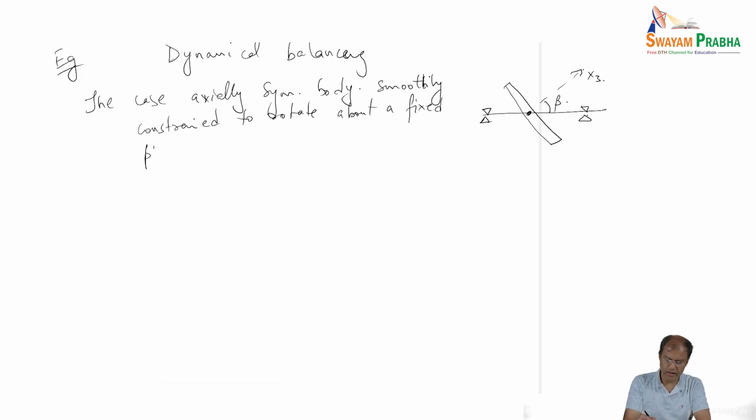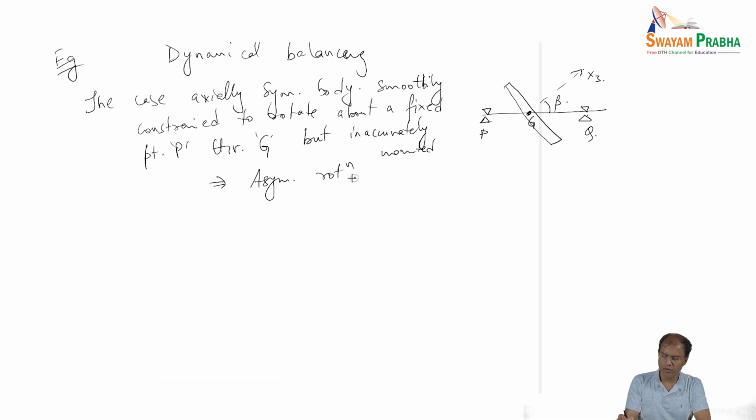Rotate about a fixed point P through G. So this is the point P and this is the point Q. So about a fixed point P through the center of mass G, but it is inaccurately mounted. So this is the case of asymmetric rotation. So the question is, what sort of effects can happen due to the misalignment of these pivots?